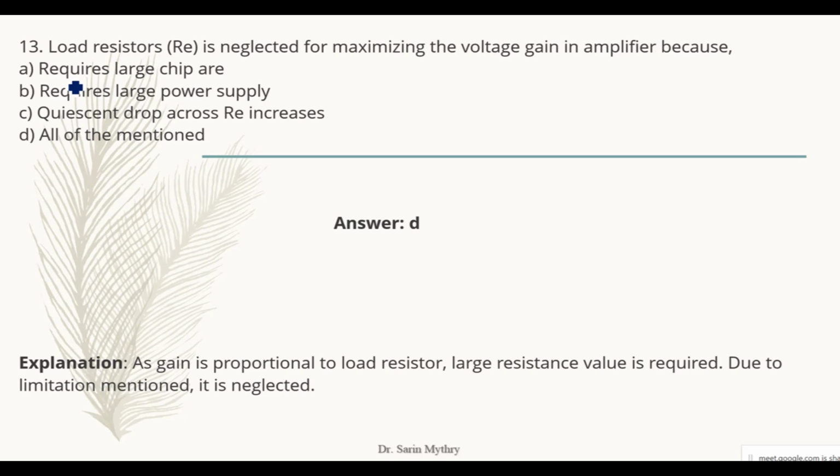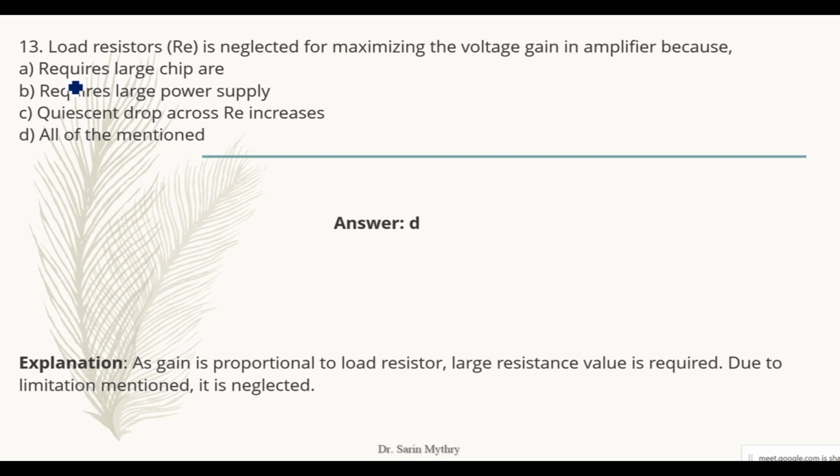Power supply means what? The larger the resistor, the more voltage drop there will be. Voltage drop means the power supply also will be consumed more. And again, if RE increases, voltage drop also increases. So all the three are correct options. So that's why, see the explanation.